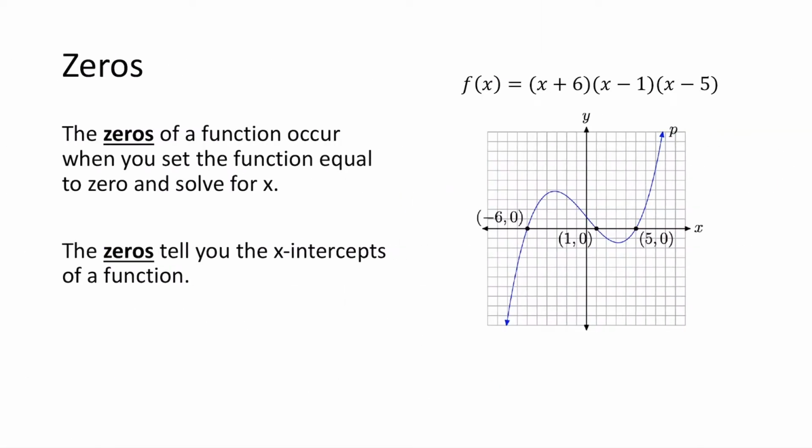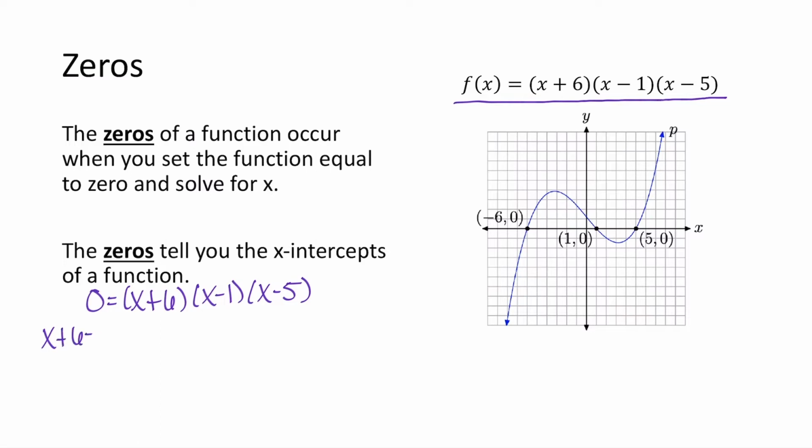So the zeros of a function occur when you set the function equal to 0 and solve for x. The zeros will tell you the location of the x-intercepts of a function. So if we have this function f of x equals x plus 6 times x minus 1 times x minus 5, we can figure out the zeros by setting the function equal to 0 and then solving for x. So we have 0 equals x plus 6 times x minus 1 times x minus 5. By the zero product property, that tells us that x plus 6 equals 0, or x minus 1 equals 0, or x minus 5 equals 0.